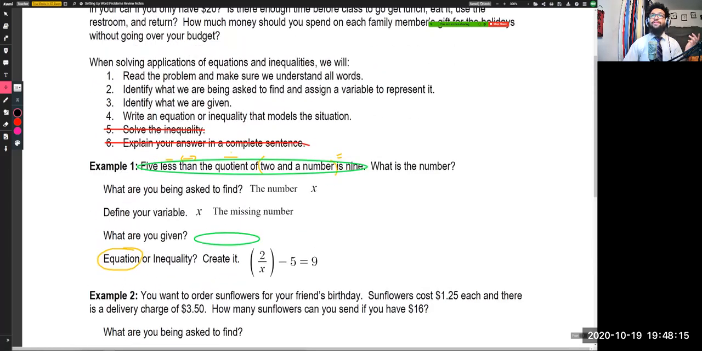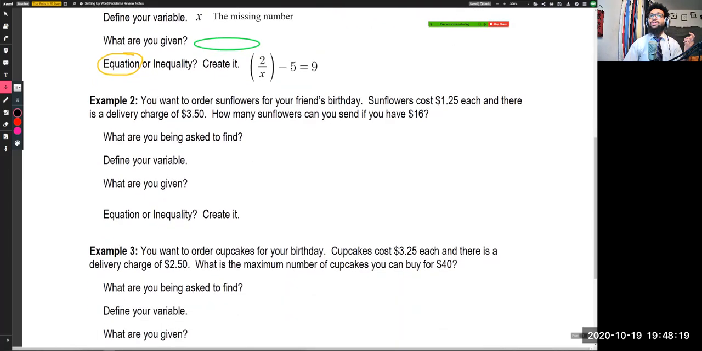So once again, our first step is going to be to read the problem and make sure we understand it. So let's read the problem. You want to order sunflowers for your friend's birthday. Sunflowers cost $1.25 each, and there is a delivery charge of $3.50. How many sunflowers can we send if you have $16? Okay, so I've just reread it. There weren't any words in here that I didn't understand. If there are words in it that you don't understand, be sure to ask one of your teachers, so we can help you figure out this problem.